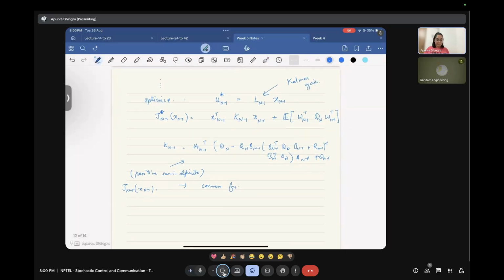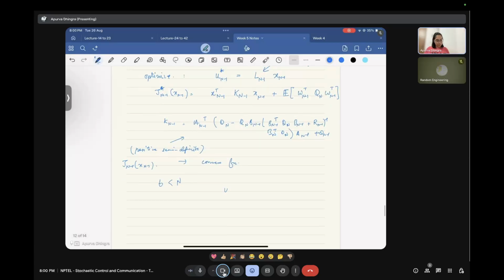Now, if this process is repeated for other time steps t less than n, you'd see the same behavior happening. It's just a recursive process. So every u t that we'd observe would be some function of some l t and x of t. And the optimal value would be similarly quadratic in x t and hence convex.